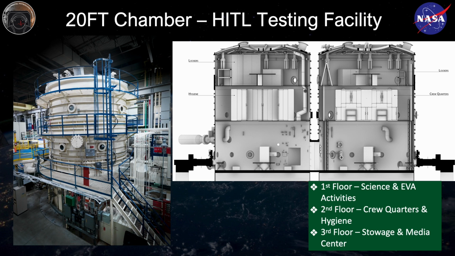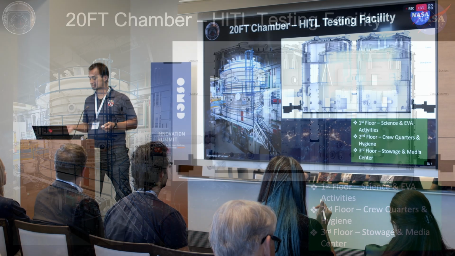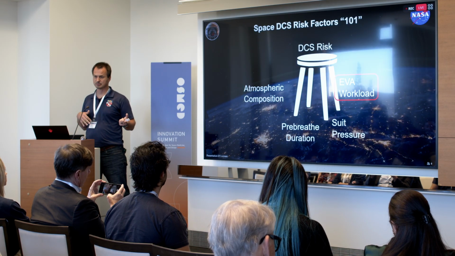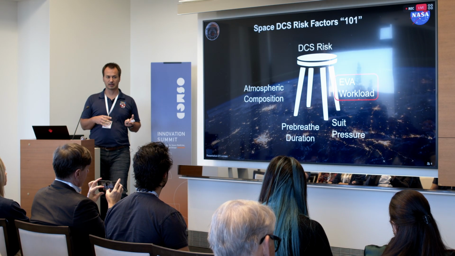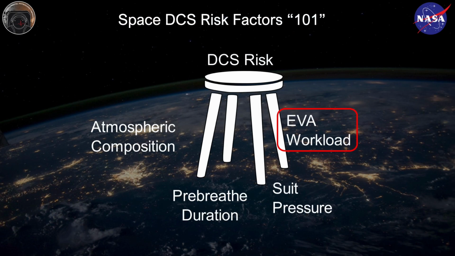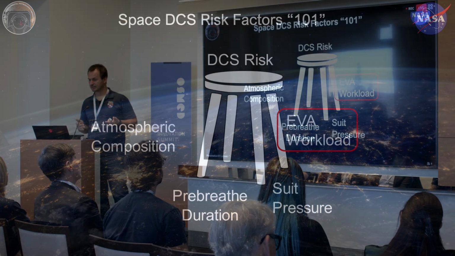Now, we said we test with humans. Where do we do this? Basically in a big metal can. We call it the 20-foot chamber. It's 3 stories tall. And what this lets us do is simulate all these different atmospheres and environments. We'll come back to the 20-foot chamber in a moment. But what I want to do is bring us back to all these different risks we're talking about and how do we sort them out. What we use is this DCS risk stool that we put together, and it has 4 big legs on it: atmospheric composition, pre-breathe duration, suit pressure, and EVA workload. So we're going to go through each of these legs.